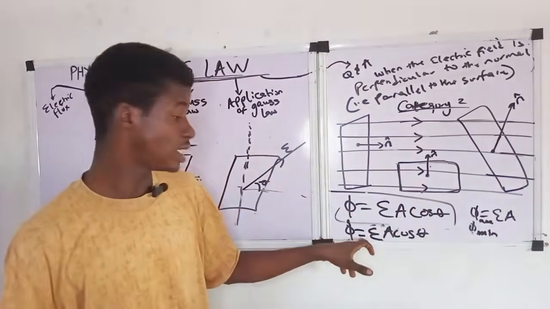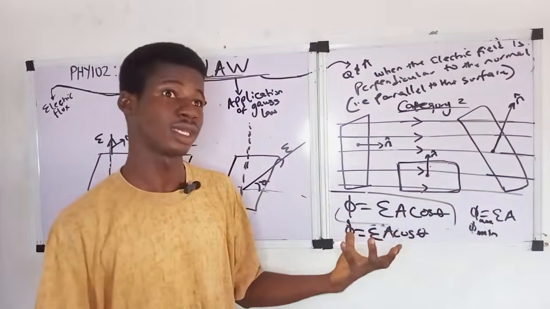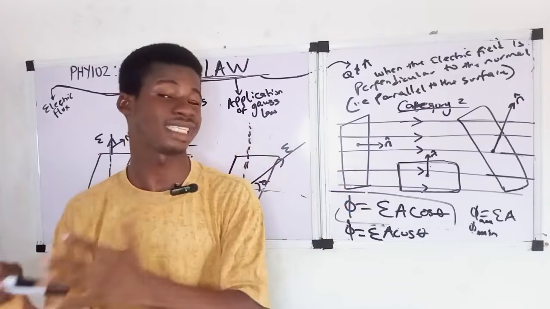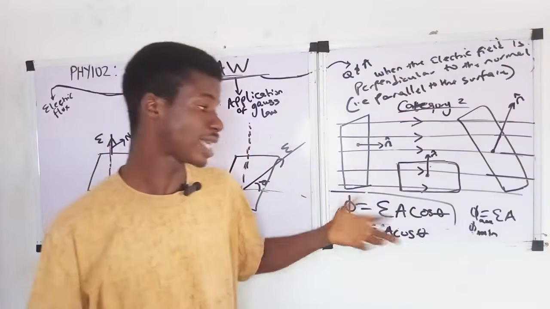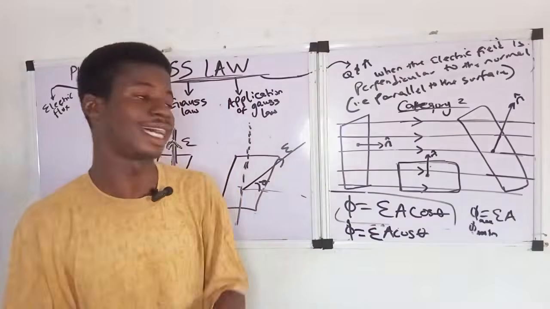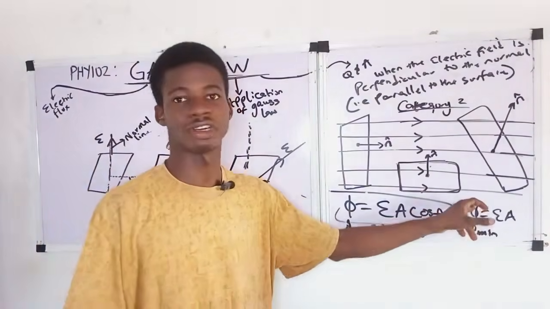Then it can also be EA cos theta when the electric field is at an angle, right? So that's why I told you guys earlier that this formula is correct, and this other formula is correct as well.